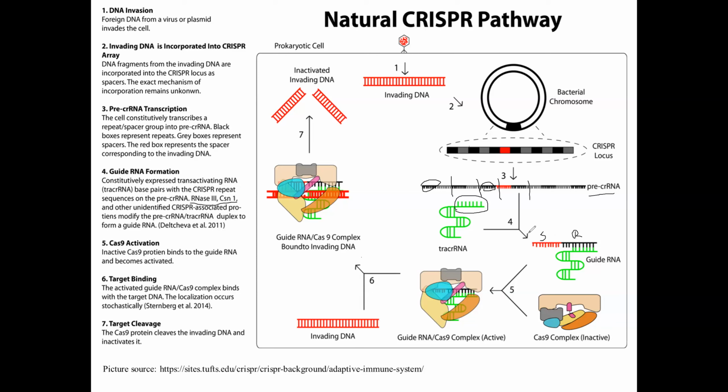So now this tracrRNA, having a region complementary to the repeat, will start annealing to that. And then this duplex of the two RNA molecules, the CRISPR RNA, which is obtained from the pre-CRISPR RNA, and the tracrRNA, when these two form a duplex, you will get the guide RNA.